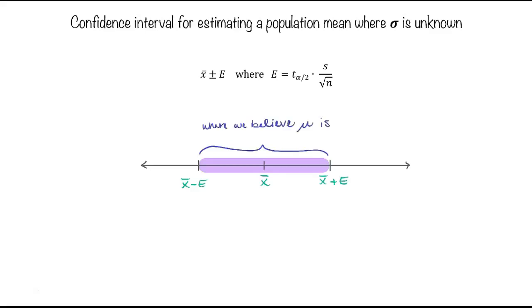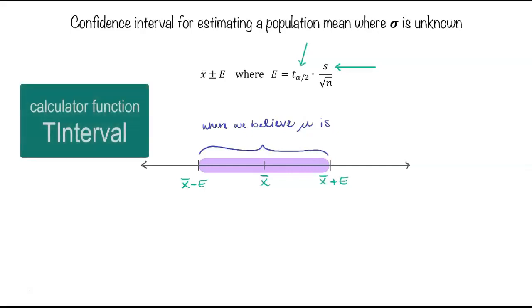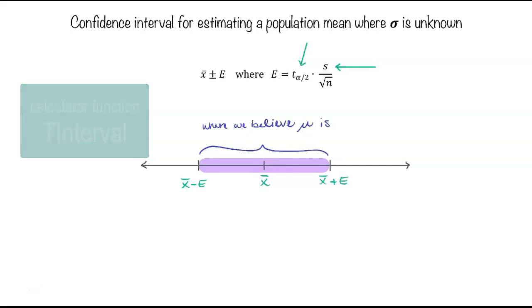And once we have our confidence interval, this is the range of values that we feel confident contains the actual population mean. When the population standard deviation is not known, we must use the sample standard deviation in calculating our margin of error. We must also use the student t distribution instead of the z distribution. That means our critical value is t sub alpha over 2. We can also use our calculators to construct these confidence intervals. The calculator function that we will need here is t-interval.